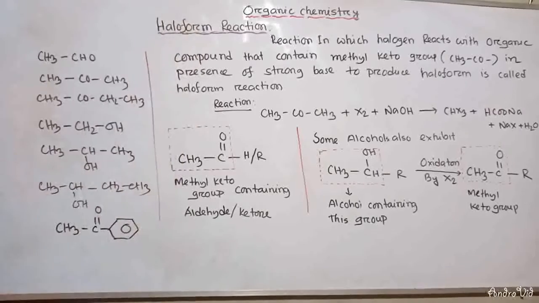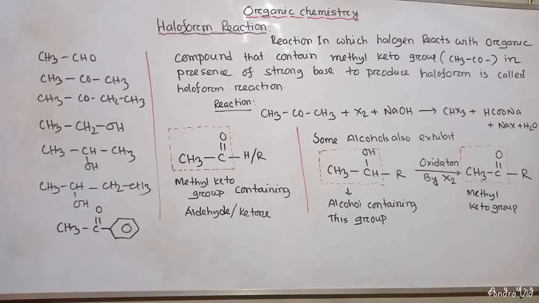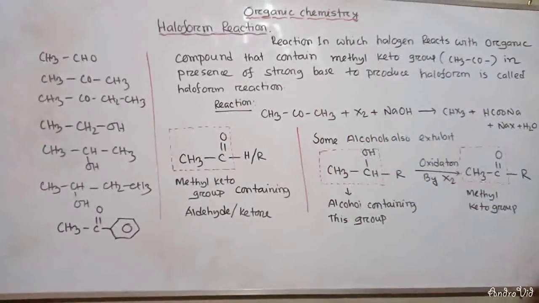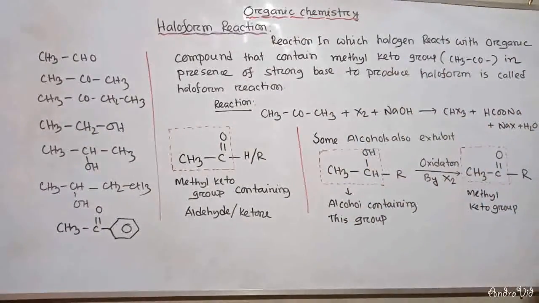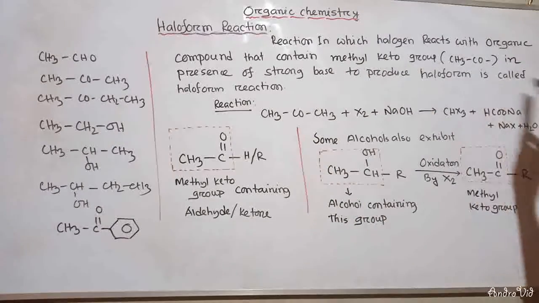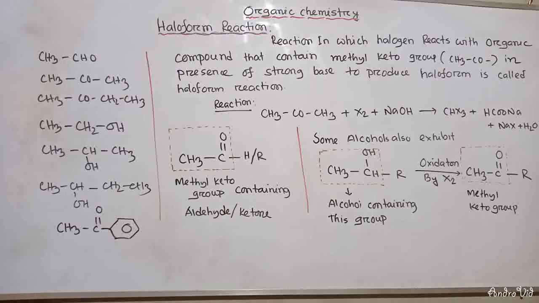Okay, what is the haloform reaction? A reaction in which a halogen reacts with an organic compound that contains a methyl keto group in the presence of a strong base to produce haloform is called the haloform reaction. Basically, this is the reaction to produce haloform.